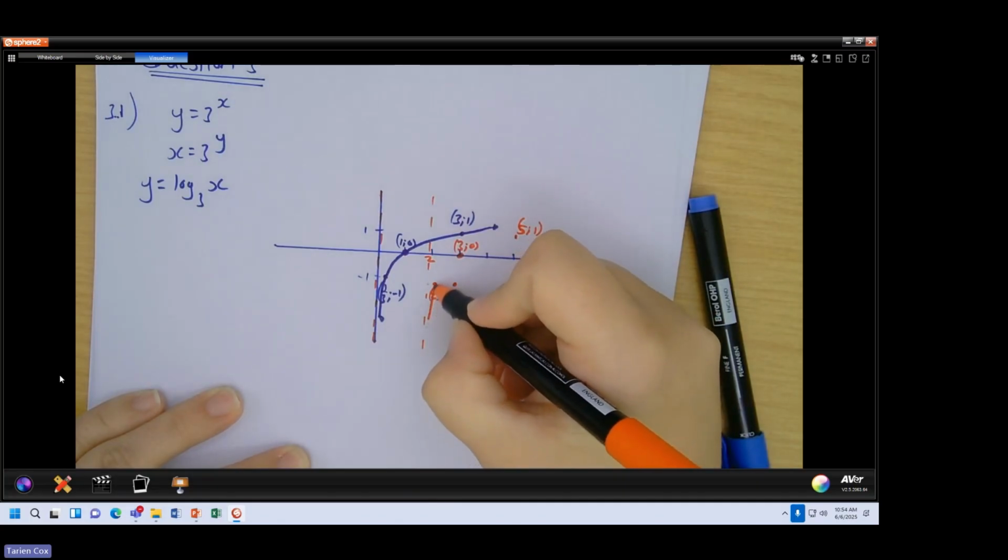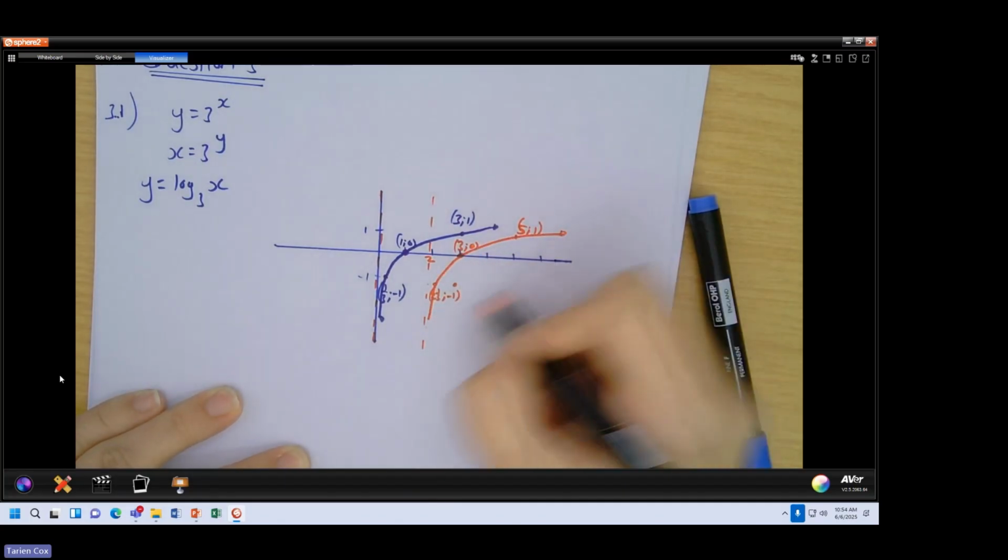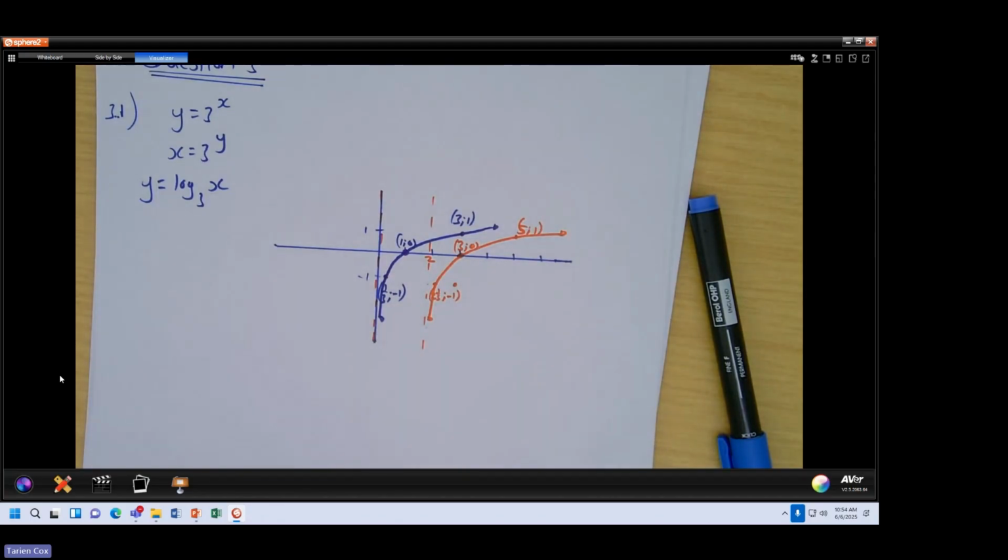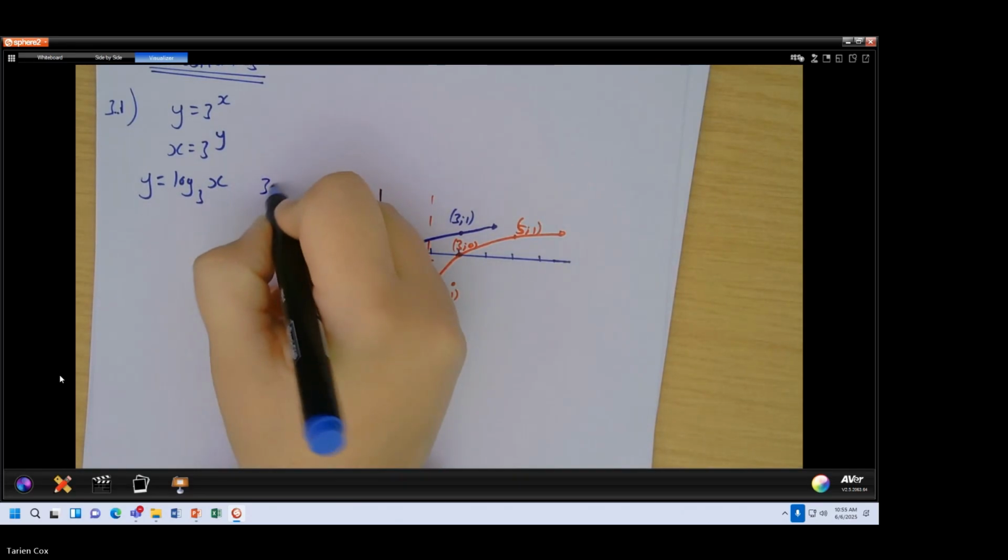And I can draw. There we go. Please do ignore that point there.